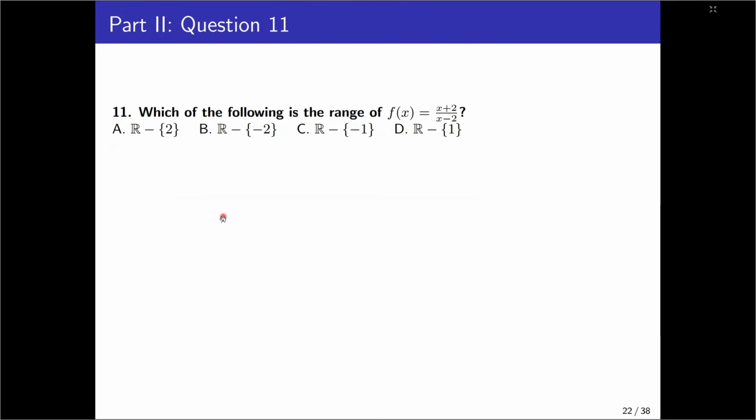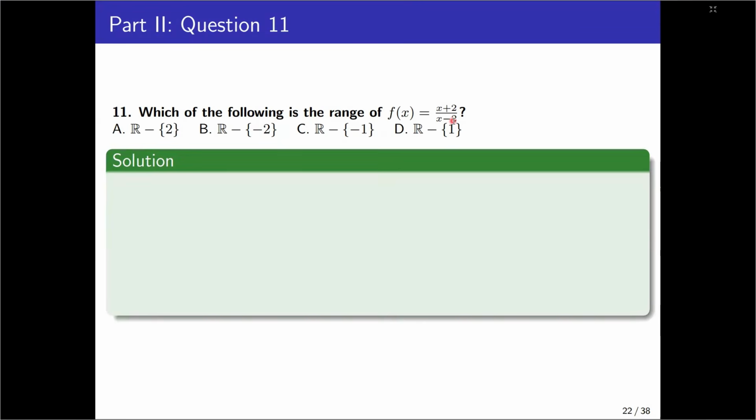Question number 11. Which of the following is the range of f(x) equal to (x + 2)/(x - 2)? Range of a rational function. A, R without the set containing 2. B, R without the set containing minus 2. C, R without the set containing minus 1. And D, R without the set containing positive 1.